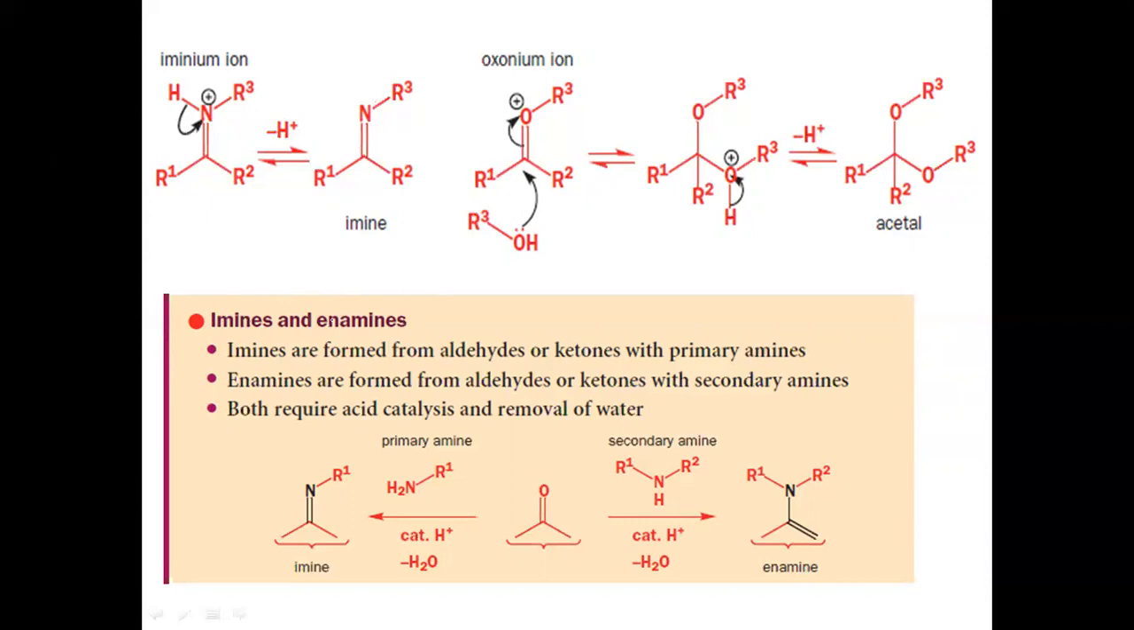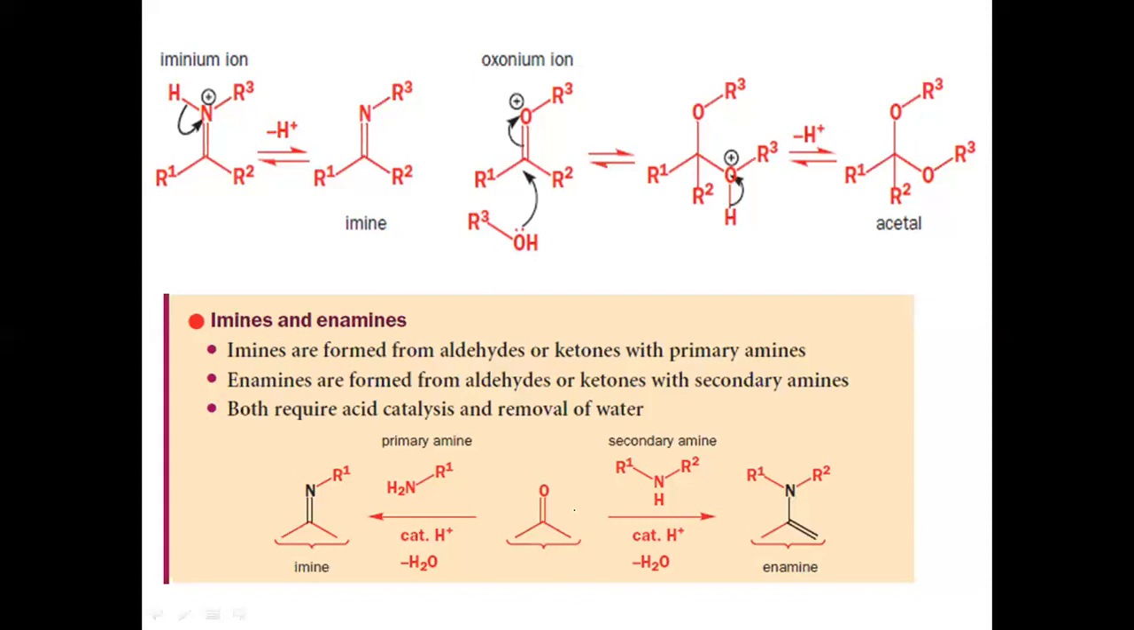Enamines are formed when aldehydes and ketones react with a secondary amine. When I say aldehydes and ketones, keep in mind that they could be aliphatic or aromatic. What is common to these two? Both of them require acid catalysis, and both proceed with removal of water.